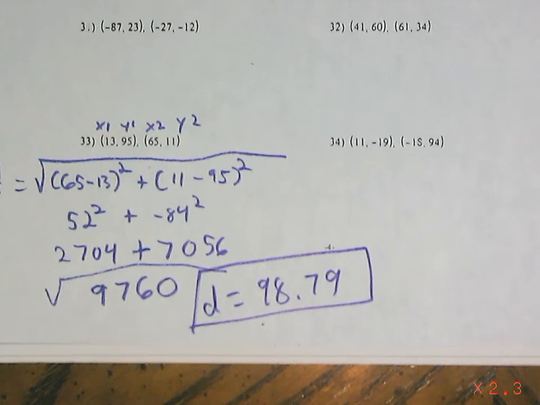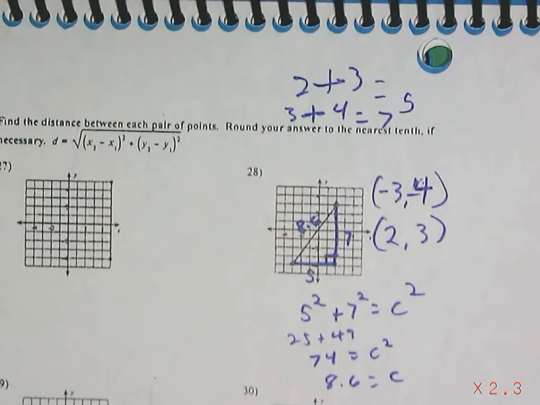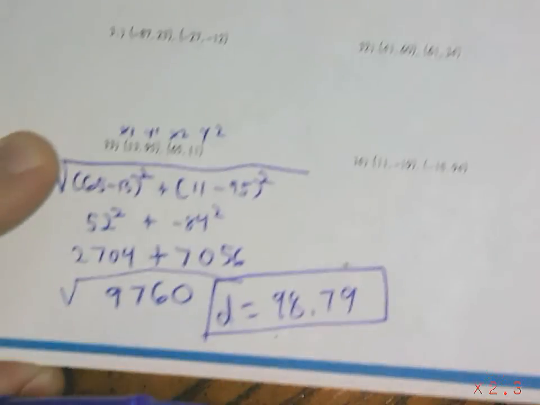Again, it's just a variation of the Pythagorean theorem. All you're doing is taking your two legs, squaring them, adding them together, and then square rooting. That's really all it is.